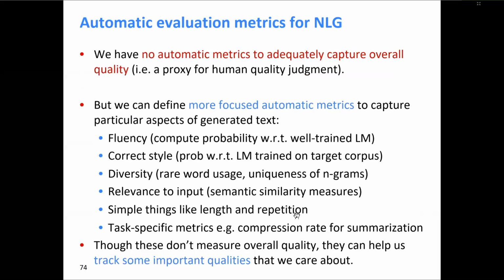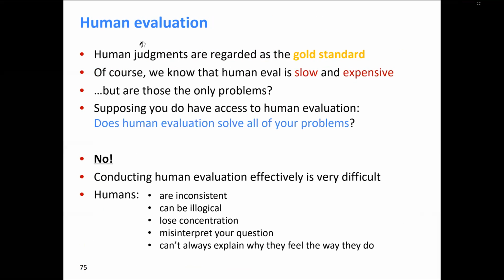So because we don't have overall quality metrics, the human evaluation judgments become the gold standard, right? And of course we know that it's slower and more expensive. In addition to this, humans can be not that consistent over time. We can lose concentration, and we may understand the question in different ways given different backgrounds, right? So if the system asks us a question, we can interpret it in different ways, and therefore the response can be very different.